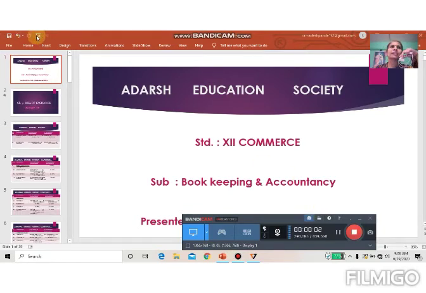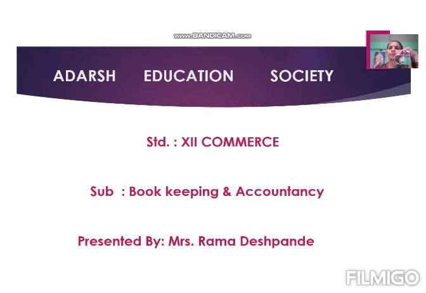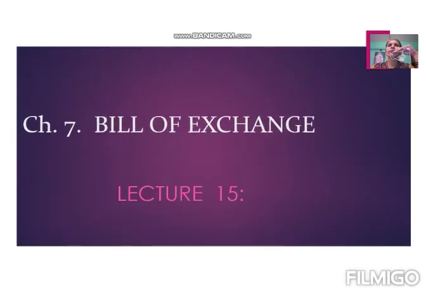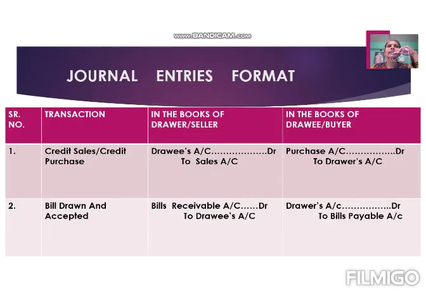Hello students, in the last video we started with the bills of exchange format, and in that we saw the first two transactions. Transactions start with credit sales or credit purchase, meaning when the drawer sold goods to the drawee and the drawee purchased goods from the drawer. The entries will be: drawee's account debit to sales account, and in the books of the drawee, purchase account debit to drawer's account.